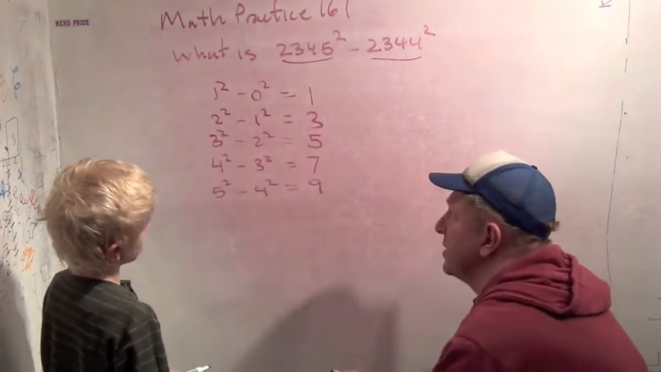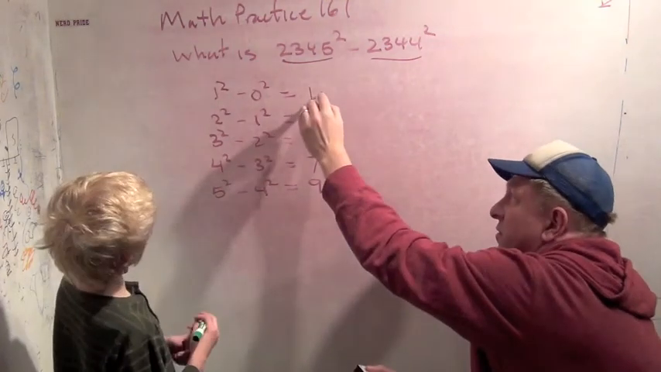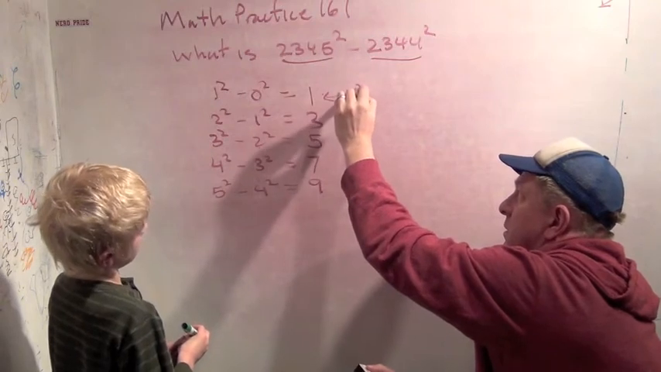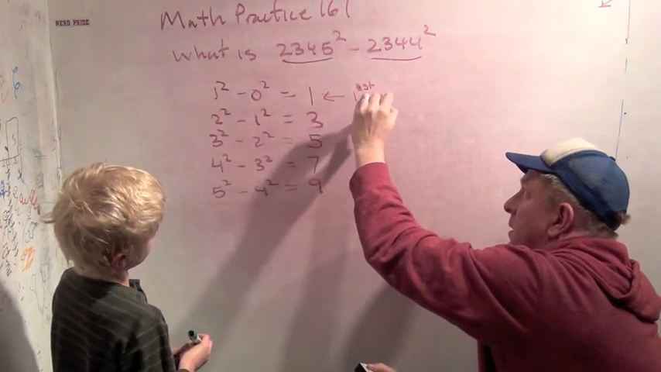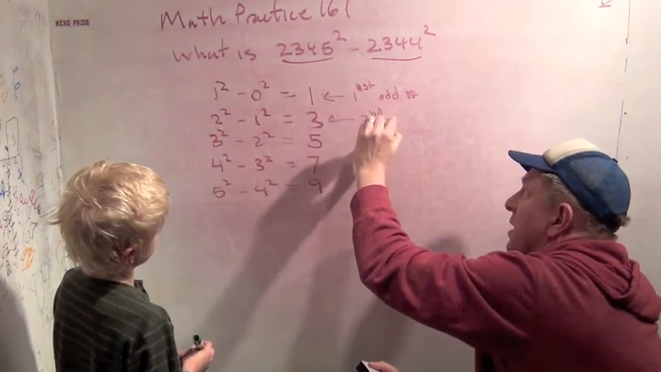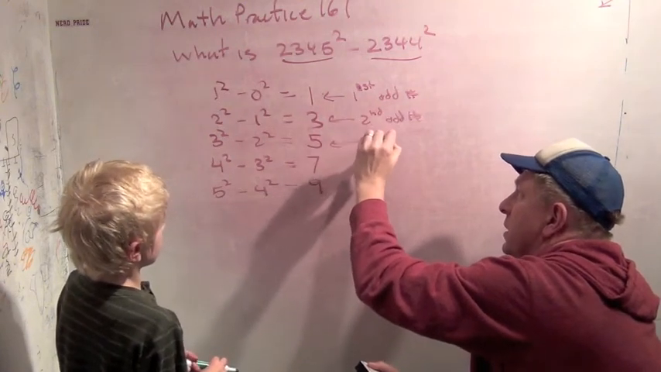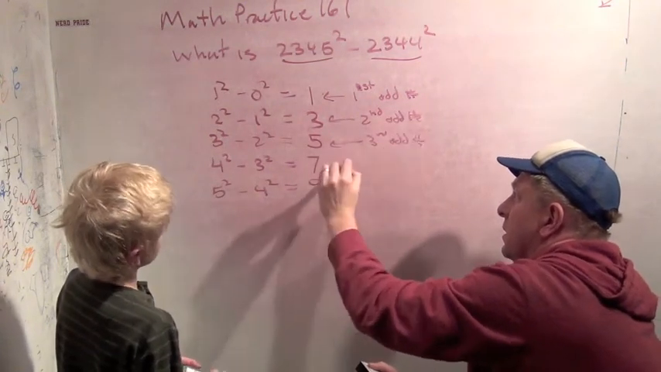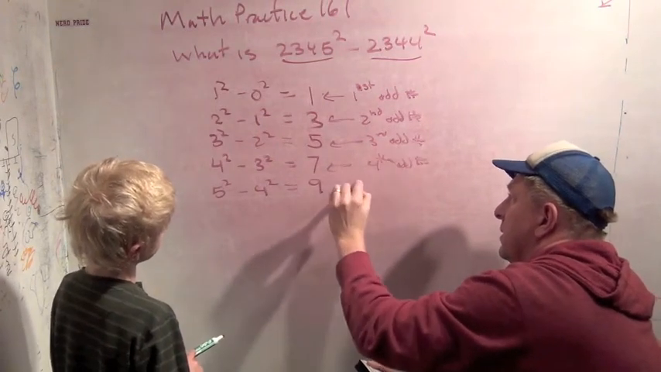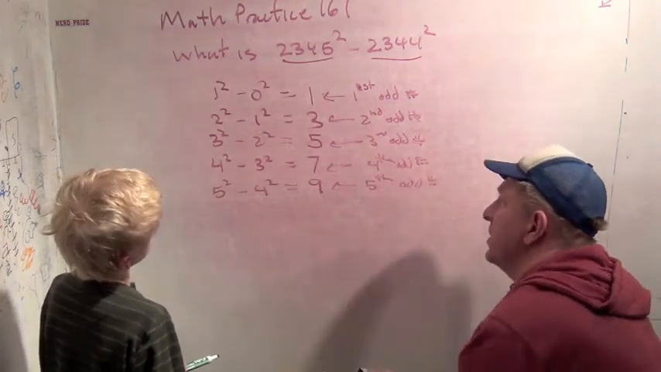You see a pattern here? Odd numbers. So this is the first odd number, the second odd number, the third odd number, the fourth, and then the fifth odd number.